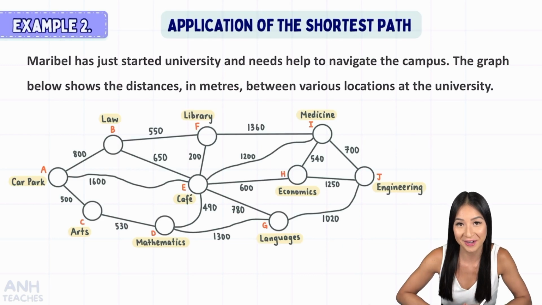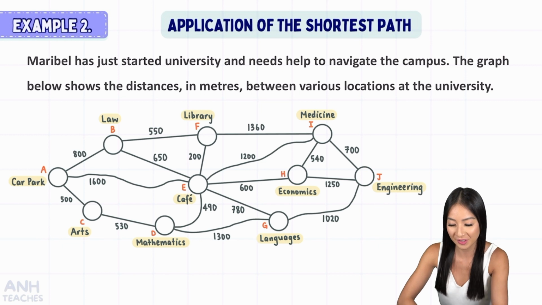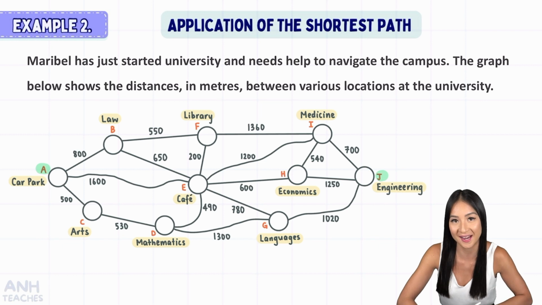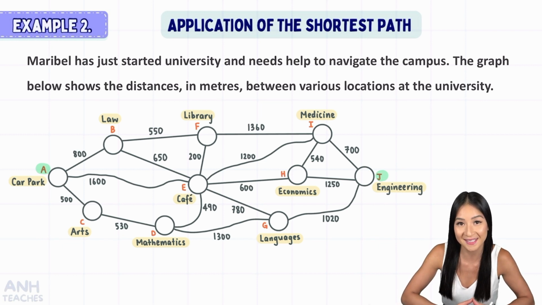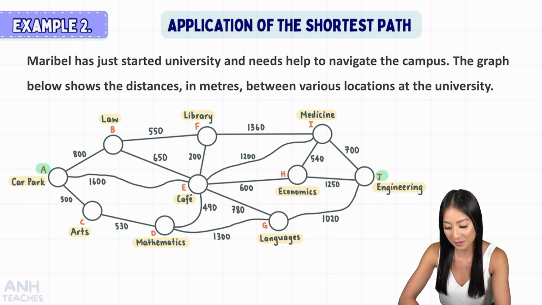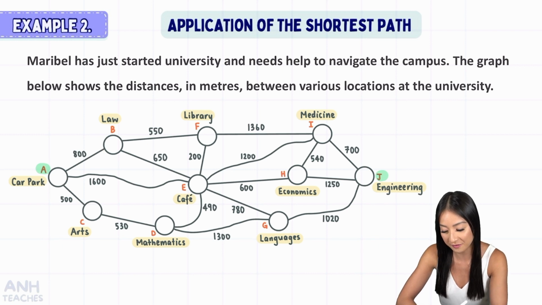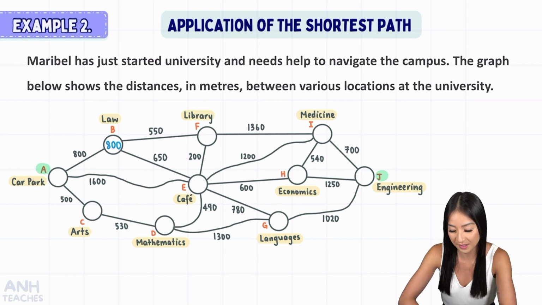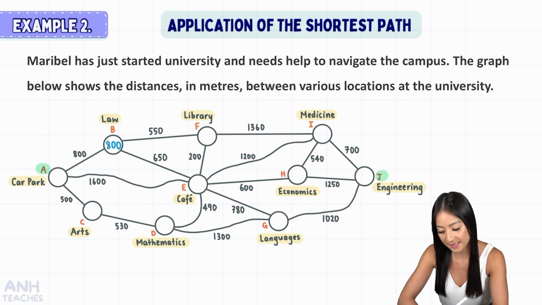Okay, so with the graph back on the screen here, I need to find the shortest path to get from the car park, A, to the engineering building, J. The first step is to consider the vertices that are adjacent to my starting vertex. In this case, that's vertex B, vertex E, and vertex C. So starting with B, my minimum, quite an obvious one and a nice easy one to start, is a minimum of 800. Vertex C is another easy one, that's 500.